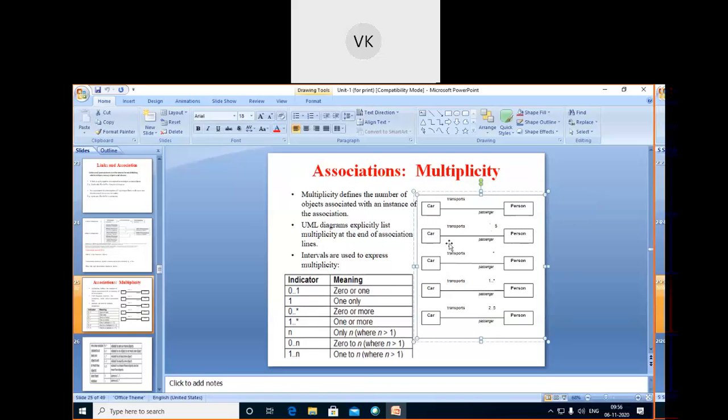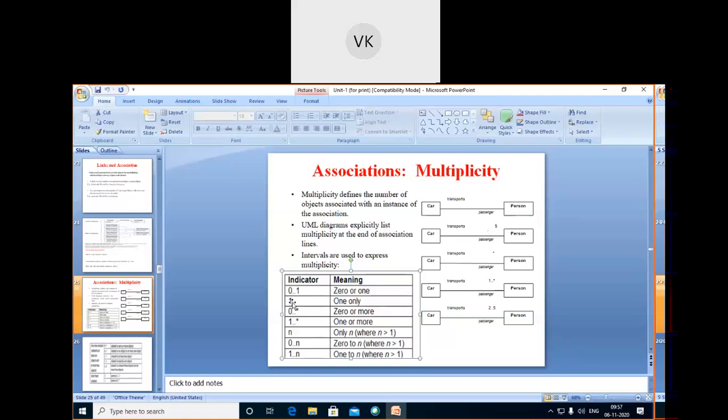This 5 represents for a car maximum, or for a car 5 persons can sit in the car. Okay, next example you see here. Here star is there. The star meaning is that in a car, more number of persons can sit. It is not possible actually, but for example sake I have written here. The star meaning is, first you see all these things in the table. He has given some of the meanings for the multiplicity.